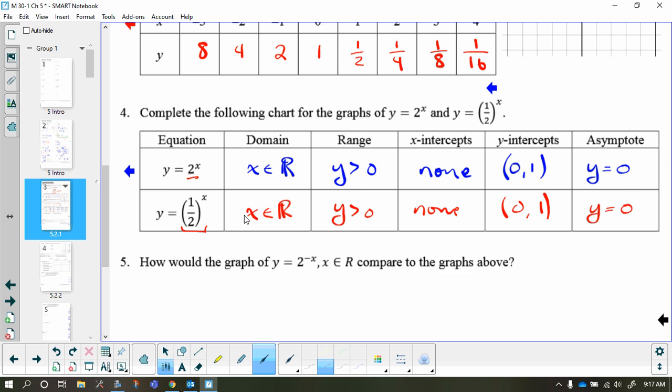Ranges are the same, y is greater than 0. Neither of them has an x-intercept. They both have a y-intercept at (0, 1), and they have a horizontal asymptote, which is y equals 0.